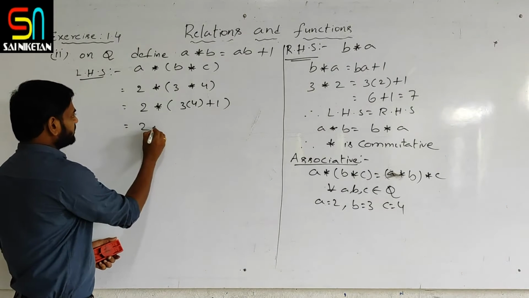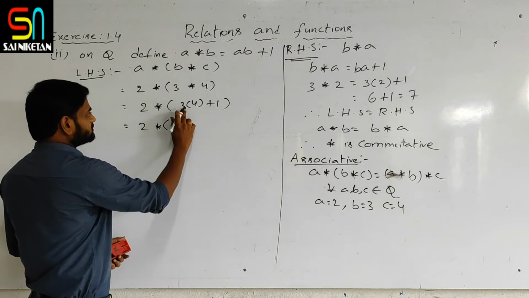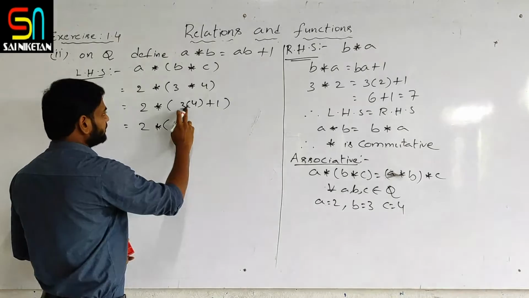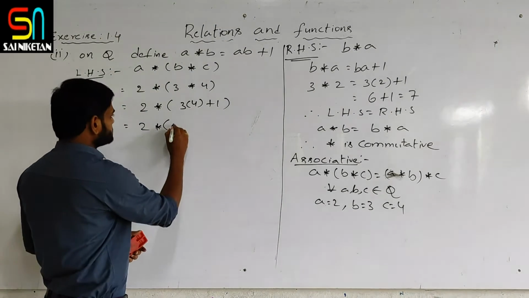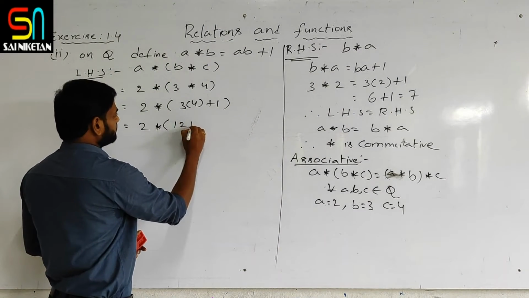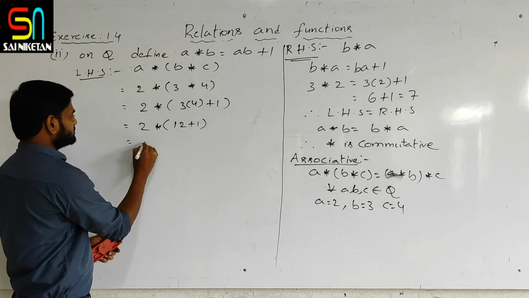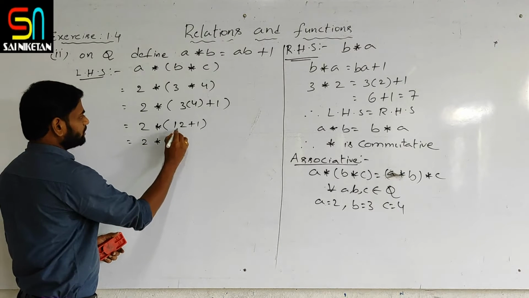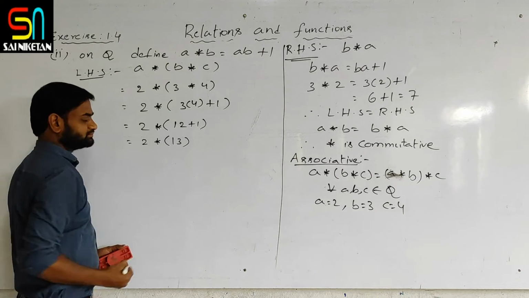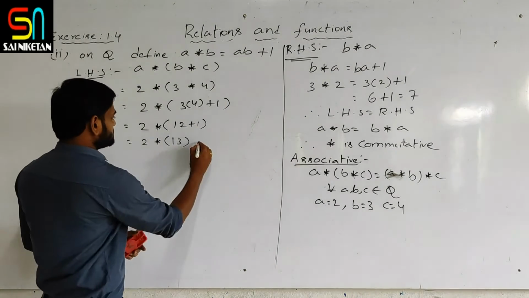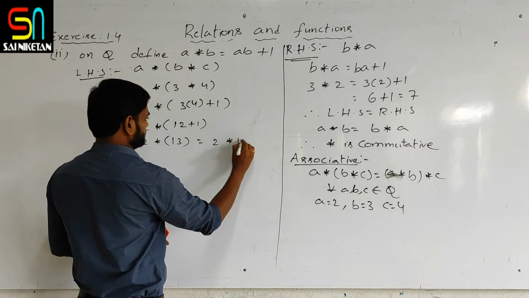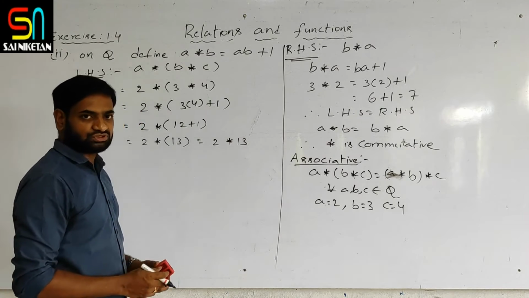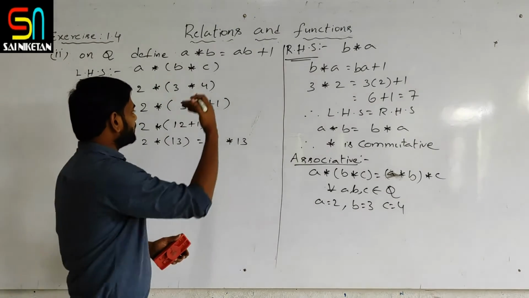Now here, 2 star of, simplify this one: 3 into 4, that is 12, plus 1, that is 2 star of 12 plus 1, which is 13. Now it is 2 star 13. Apply the operations here.